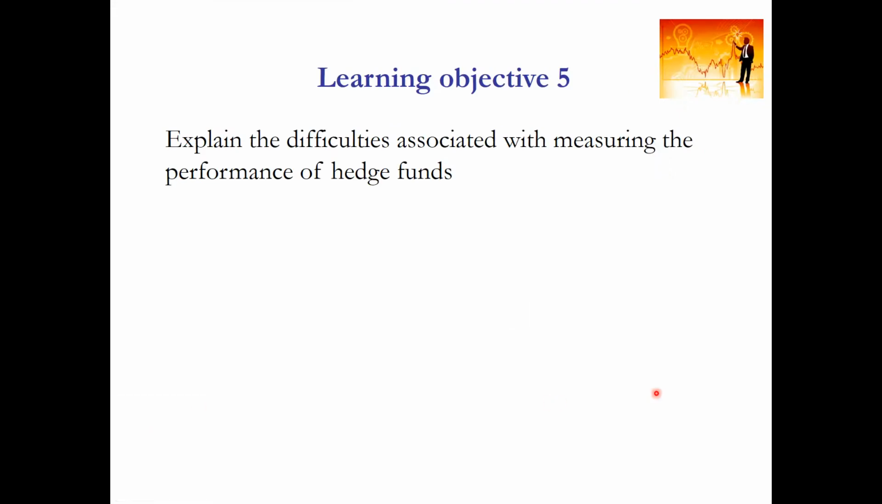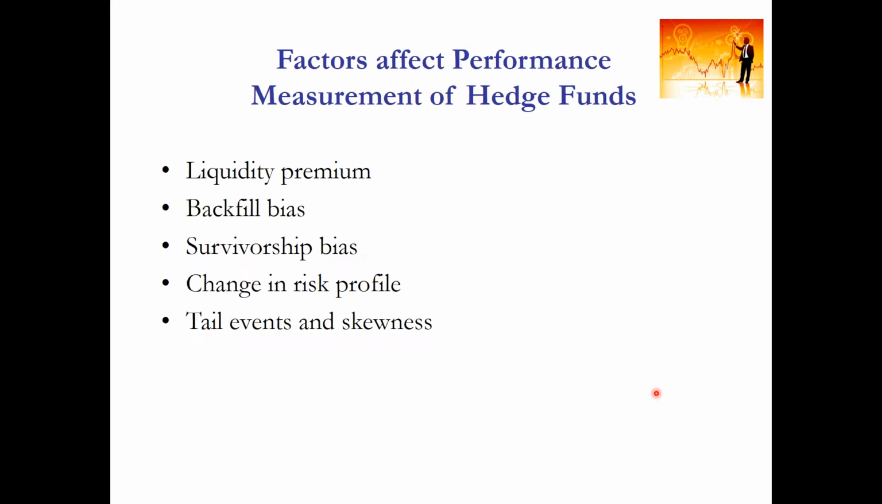Hello everyone, this is the last learning objective today. In this learning objective, we explain the difficulties associated with measuring the performance of hedge funds. For a range of reasons, performance evaluation in the context of hedge funds is a bit different from evaluating performance of a typical managed fund. These reasons are liquidity premium, backfill bias, survivorship bias, change in risk profile, and tail events and skewness.